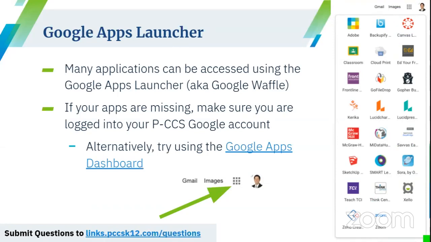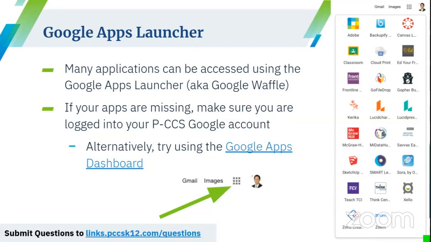And they can access those by going directly to the website of another application and signing in with Google, as I mentioned before. But they can also access many of the educational applications through the Google Apps Launcher, which some people call the Google Waffle, partially because if you look at the screenshot that we have here, it kind of looks like a waffle. It's a large square made up of 9 smaller squares.